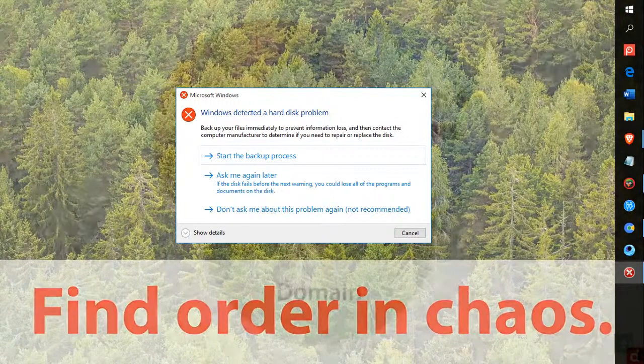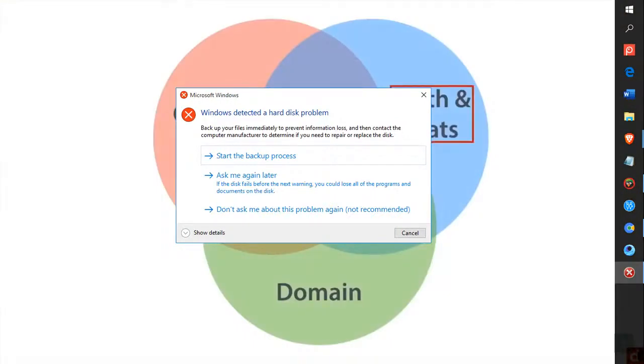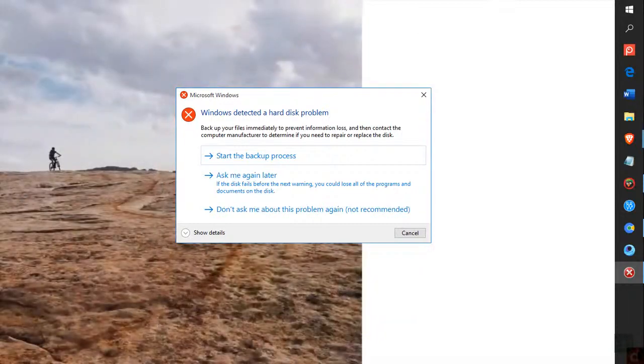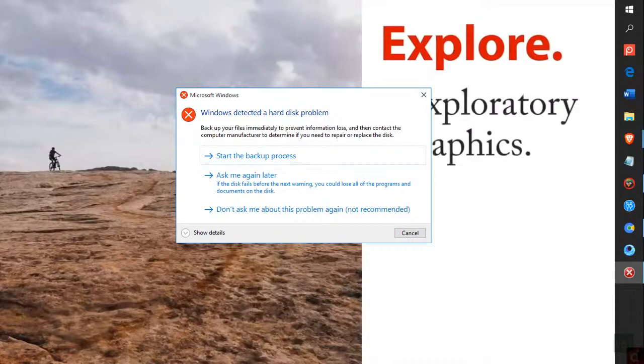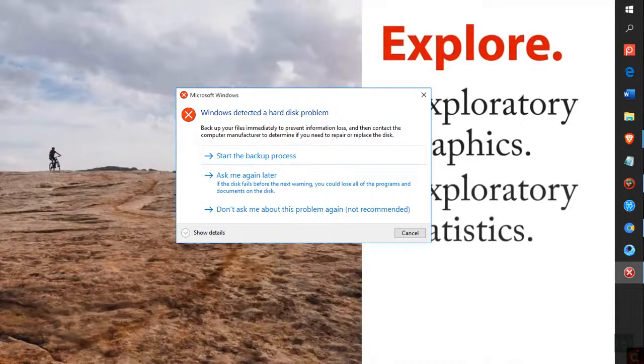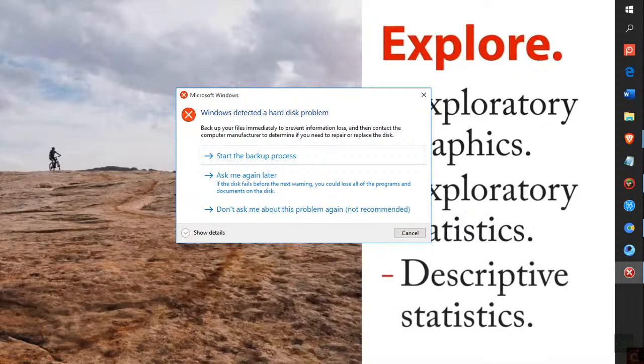Now, let's go back to our little Venn diagram here, math and stats here in the top corner. We're going to go back to talking about stats in particular. What you're trying to do here, one thing is to explore your data. You can have exploratory graphics because we're visual people and it's usually easiest to see things. You can have exploratory statistics, a numerical exploration of the data, and you can have descriptive statistics, which are the things that most people would have talked about when they took a statistics class in college, if they did that.